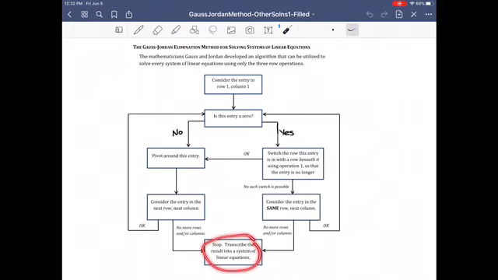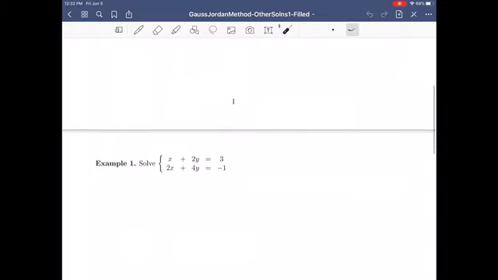Then you're going to put the system back into its equation form. It might be nice to have this handy when you're first starting to do examples so that you can follow it. But you'll get the hang of it fairly quickly. So let's try an example.